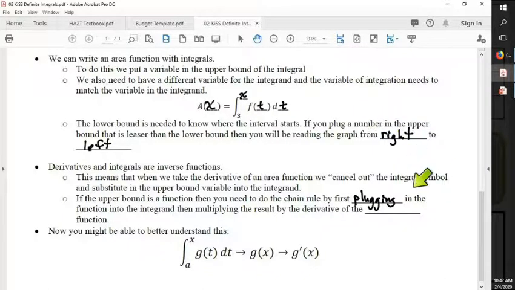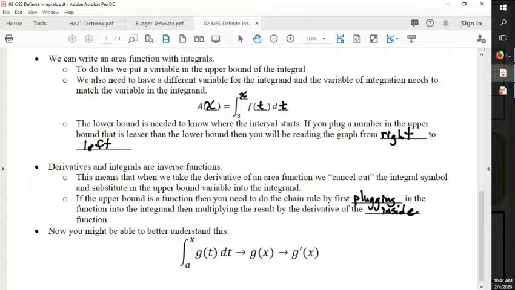By plugging in the function into the integrand and then multiplying the result by the derivative of the function. Okay, multiplying the... Wait, what did I say? By multiplying the result by the derivative of the inside function.